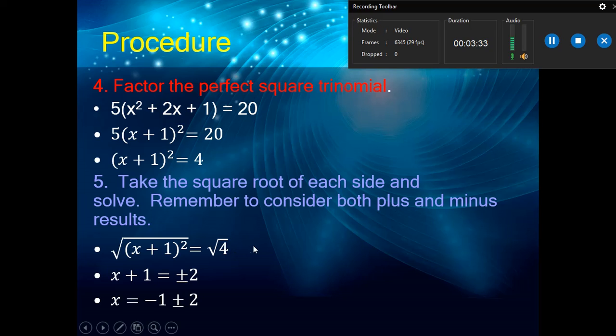And now I'm going to separate this into two separate solutions. So the first one is negative 1 plus 2. So I have a root at 1. And in the second solution, it's negative 1 minus 2, giving me a root at negative 3. You should always check your solutions to see if they're valid. And then we write our solution set in our fancy brackets.